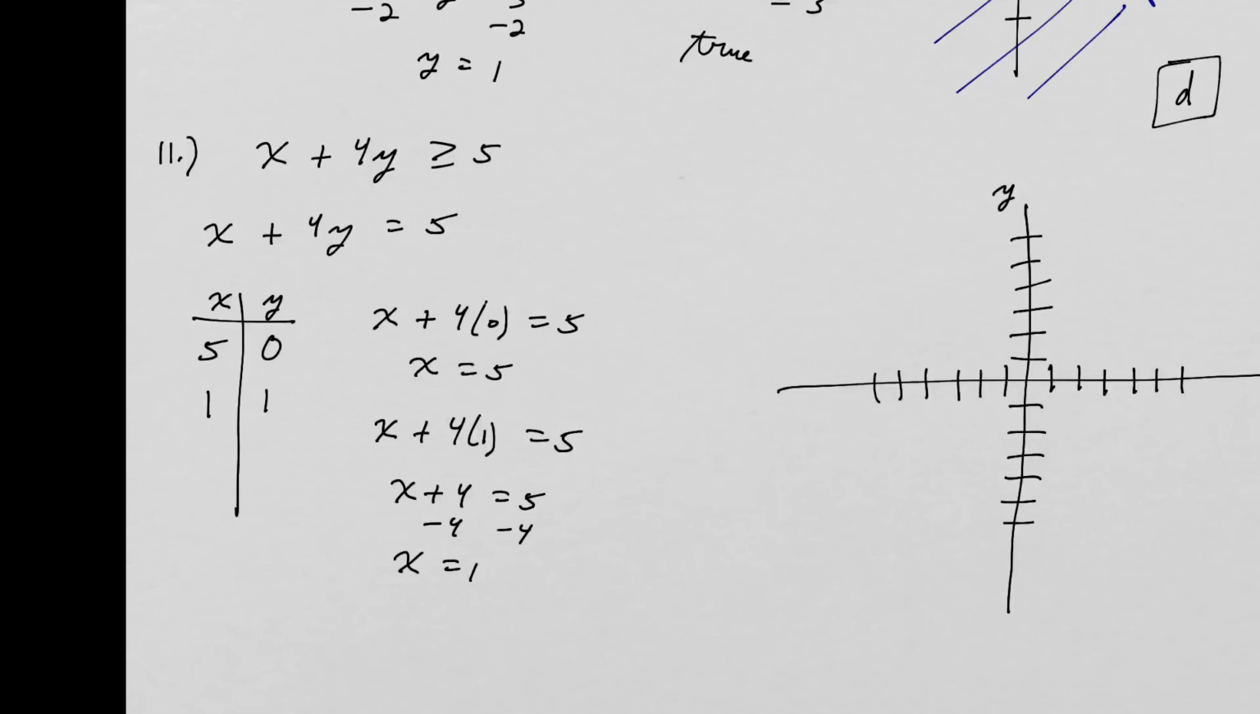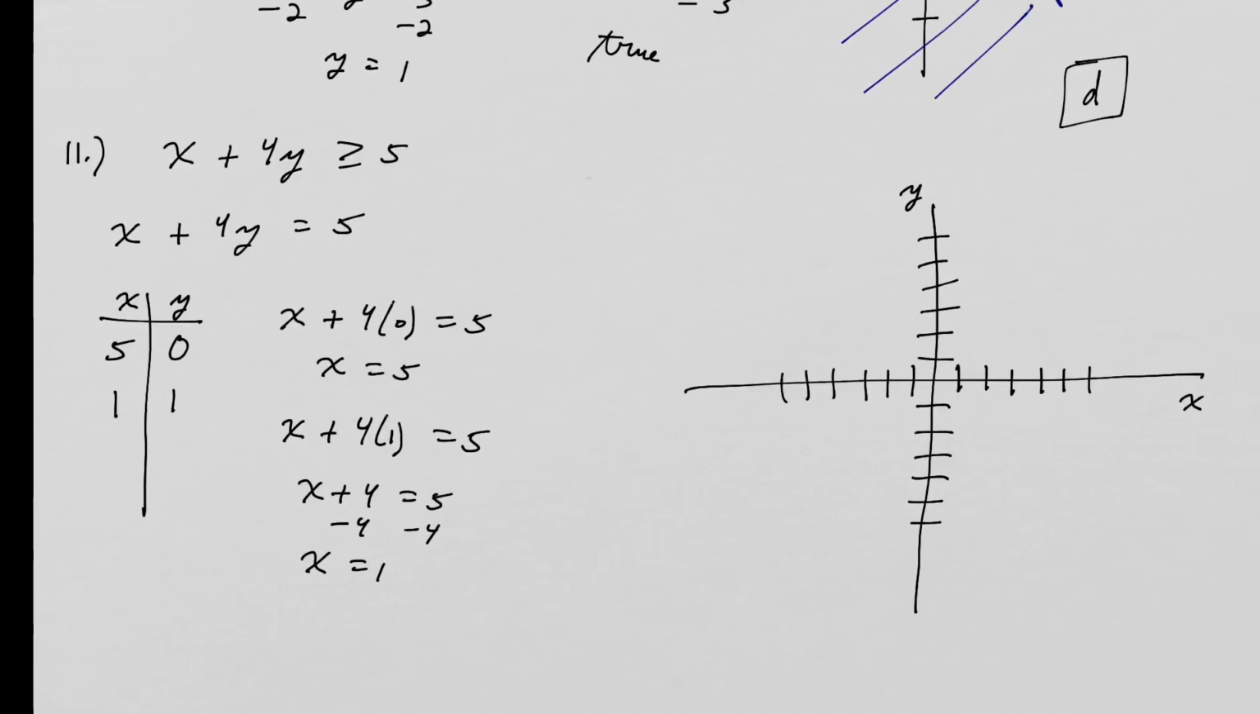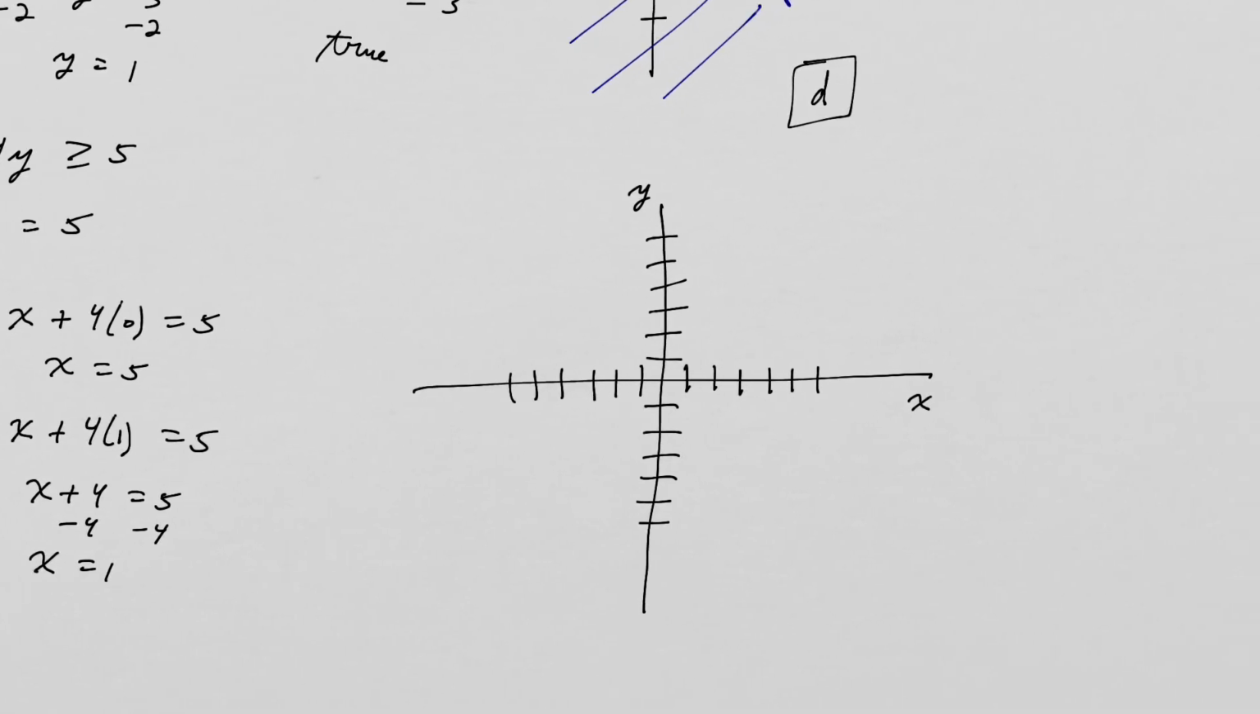Okay, so 5, 0 and 1, 1 are the 2 points. So let me bring this back to the graph and then plot those 2 points. So 5, 0 means move to the right 5 and up nothing, so right on the x-axis. And then 1, 1 is this point right here. So the line is going to look something like this. It's going to pass through those 2 points.